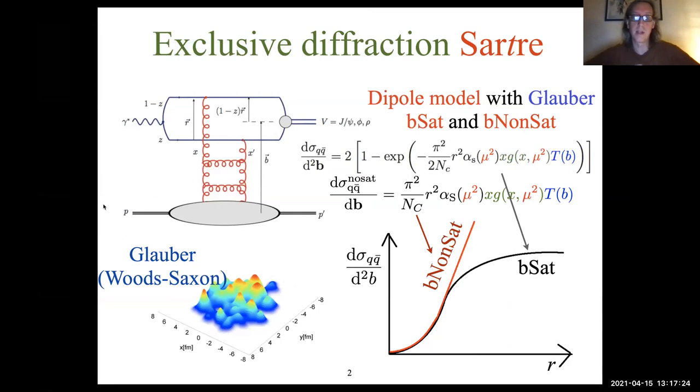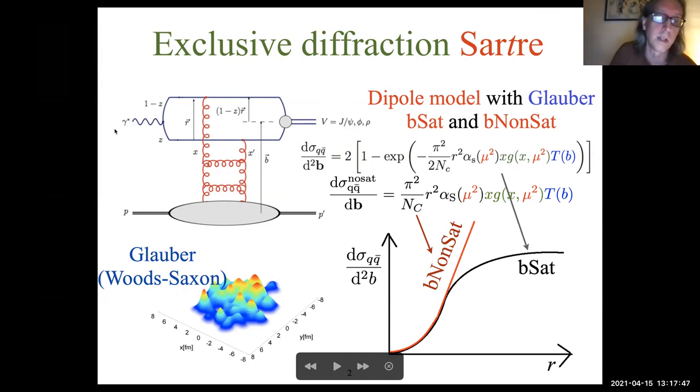So we have seen the dipole model explained a dozen times or so already, so I don't have to talk so much in detail about this. But Sartre is an event generator for diffractive, exclusive diffraction, vector mesons and DVCS, which uses the dipole model. So the photon comes in, splits up into a quark-antiquark dipole, and then it interacts with one or many two-gluon exchanges with a proton or maybe a heavy nucleus or light nucleus, anything goes. And in the end, the dipole recombines into a vector meson or a real photon.